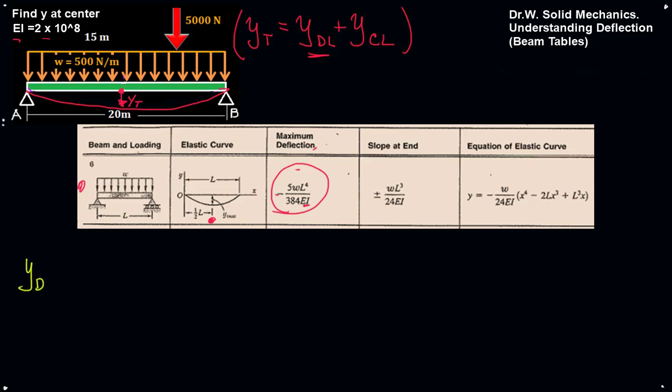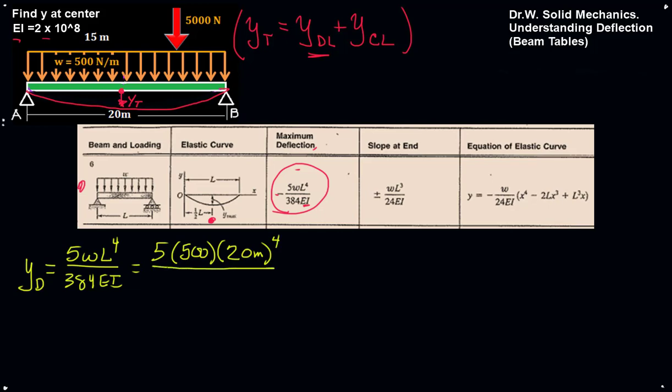Y for distributed load will be 5wL to the 4th on 384 EI, which is 5, distributed load value is 500 newtons per meter, we have a length of 20 meters to the 4th, 384, and EI is 2 times 10 to the 8. And from there, if we adjust the units, we'll get 5.2 millimeters for that.